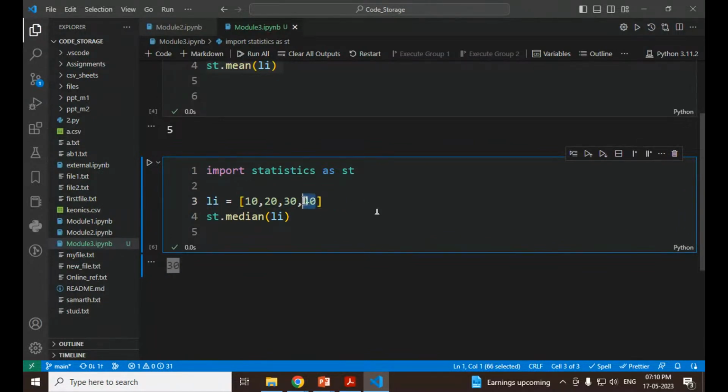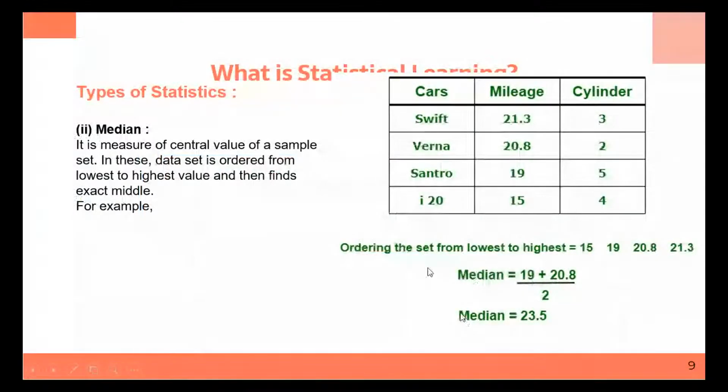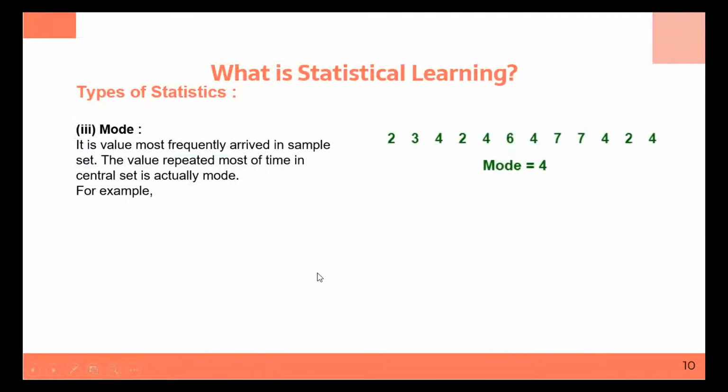From here, if I come down, I have 1 and 2, and there is no middle number. From here also, 1 and 2, there are no middle numbers. So these 2 numbers will be taken. 20 plus 30, 50 divided by 2, 20. That's math. All right. That's the example given here.